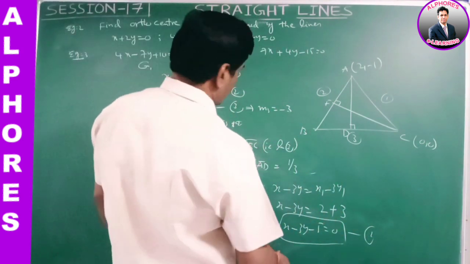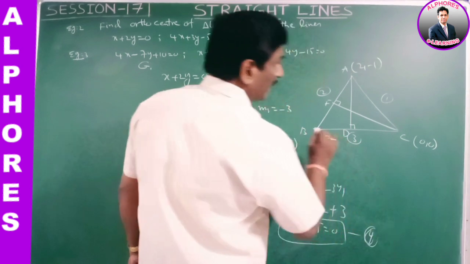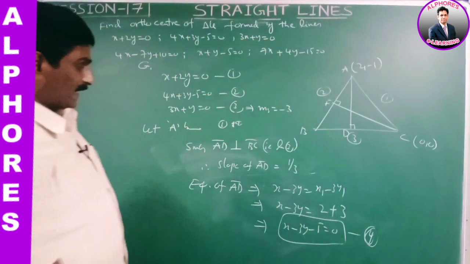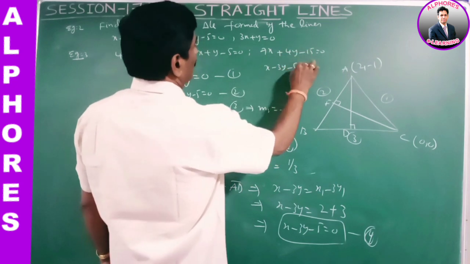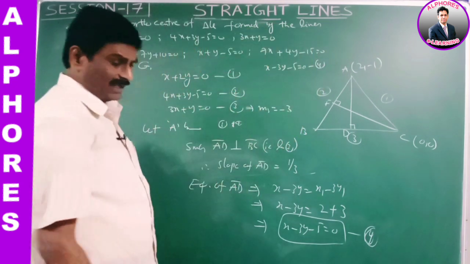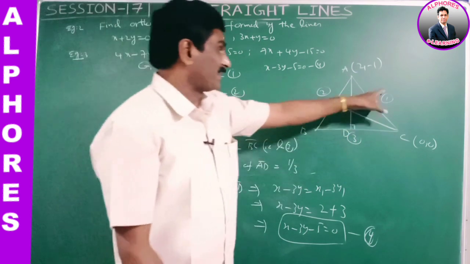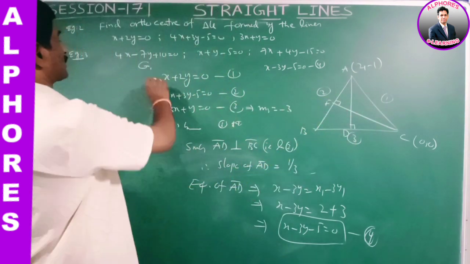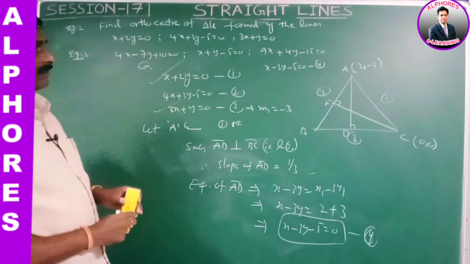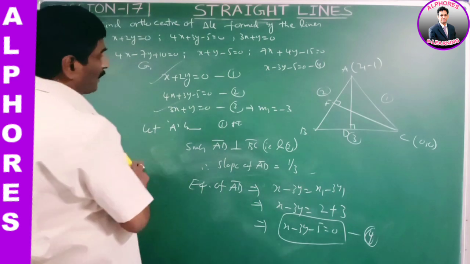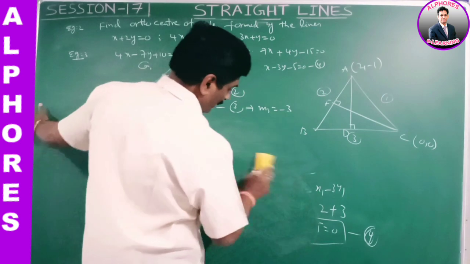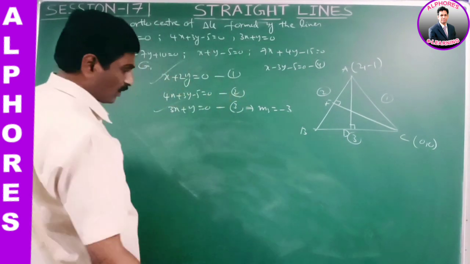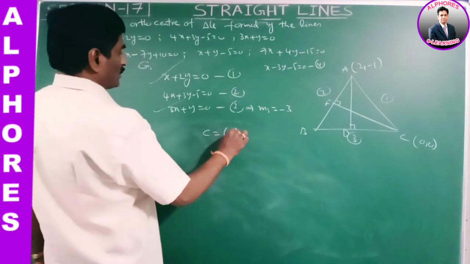Say this is equation number 4: x minus 3y minus 5 is equal to 0. Next, by solving 1 and 3, we get (0, 0). Line 1 passes through the origin, line 3 passes through the origin. Write that value. By solving 1 and 3, C is (0, 0), or by observation, both lines pass through the origin.